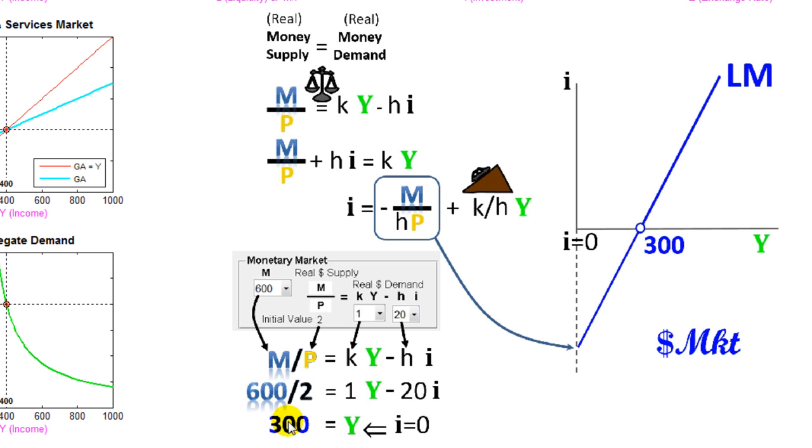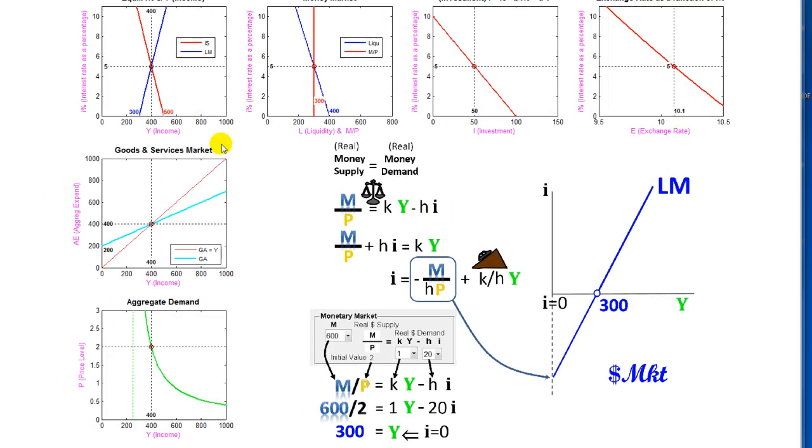So before increasing the nominal money supply, we have that real money supply was 600 divided by 2, 300, and real money demand was this. And then if interest rate is 0, then I am here in the horizontal axis, and in this case income takes the value 300, so that's why the LM curve starts in this intercept 300.